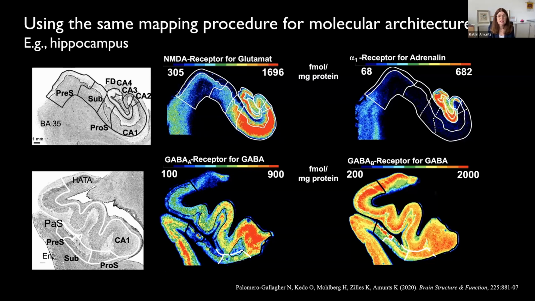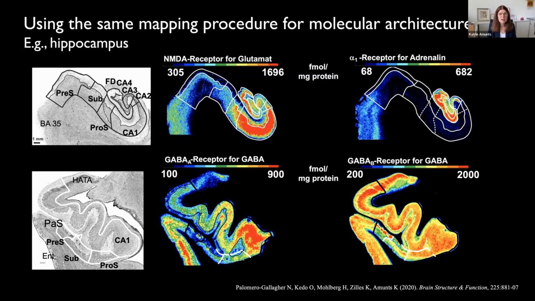And you see here little regions of interest that have been labeled for different neurotransmitter receptors, for glutamate, GABA, and adrenaline. And all these transmitters have different receptor types, like the NMDA receptor. And the concentration of these receptor types is very different in different brain regions, but also different in different layers of the hippocampus here. And it contributes, of course, to the functionality of the hippocampus.